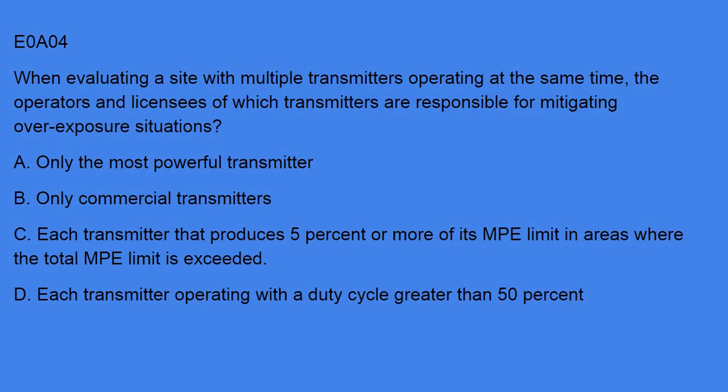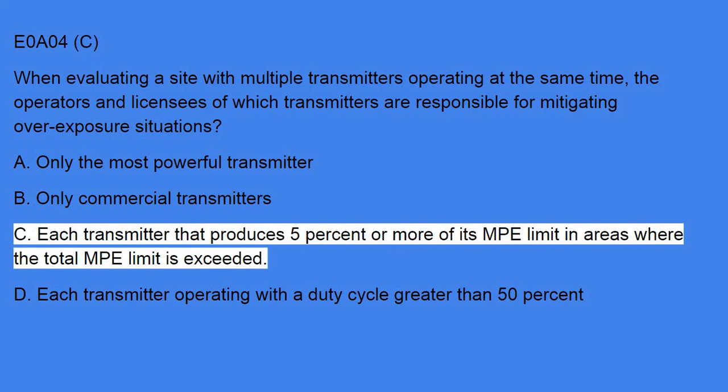E0A04, when evaluating a site with multiple transmitters operating at the same time, the operators and licensees of which transmitters are responsible for mitigating overexposure situations? Each transmitter that produces 5% or more of its MPE limit in areas where the total MPE limit is exceeded.